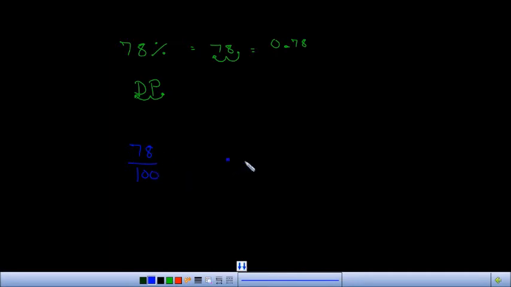78 hundredths. So this first place value is the tenths. The second place value is the hundredths. So all I need to do is fill in that hundredths place with the last number, and then fill in the 7 in the correct place. So I end up with 0.78.